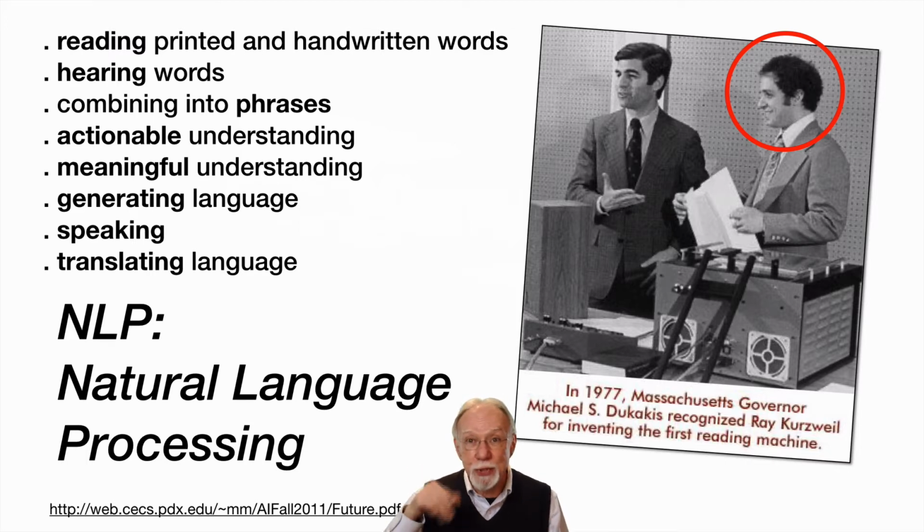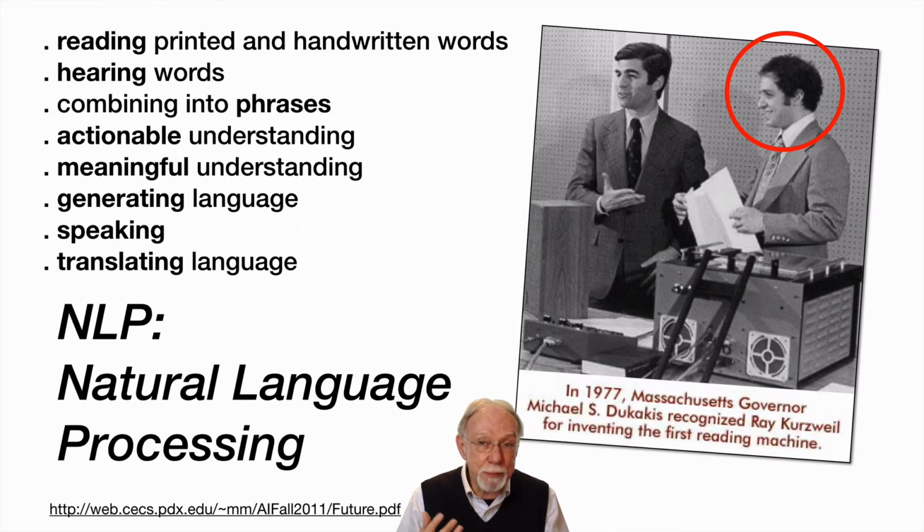The guy with the red circle around his head is Ray Kurzweil, who invented the first reading machine in 1976. And what would a reading machine do? What do machines that handle language today do? Well, they read printed and handwritten words. They can hear words, and they can combine those into phrases that have some kind of meaning. And maybe they can take action on that meaning.